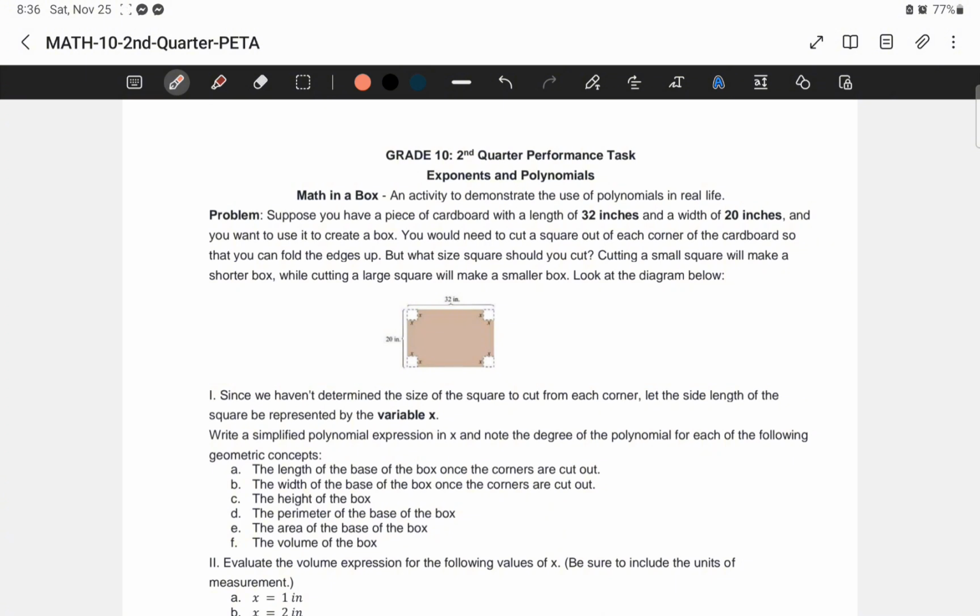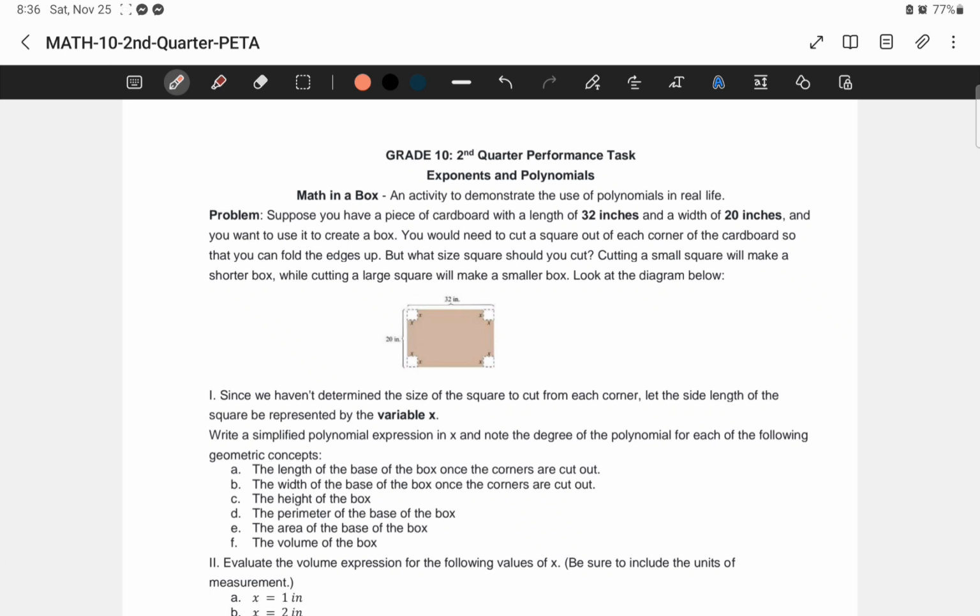tasks on your PETA. Okay, so the problem is, suppose you have a piece of cardboard with a length of 32 inches and a width of 20 inches, and you want to use it to create a box. And you will need to cut a square out of each corner of the cardboard so that you can fold the edges up. Di ba?